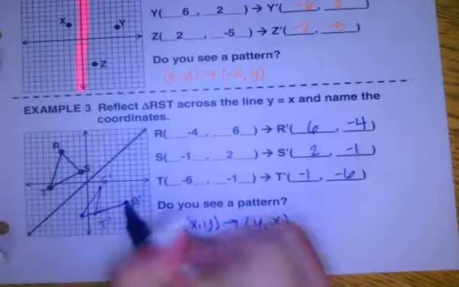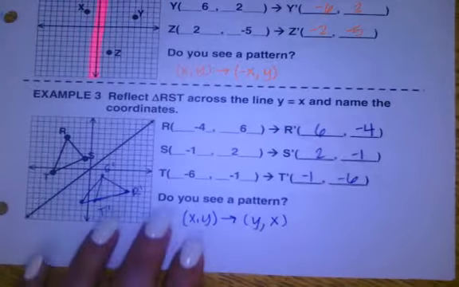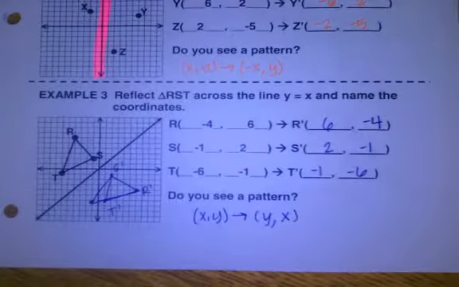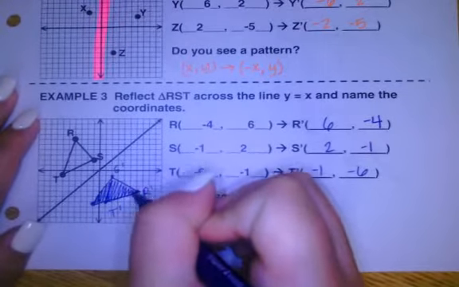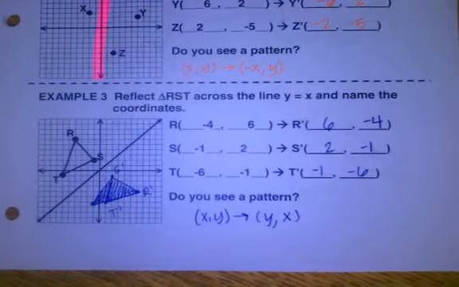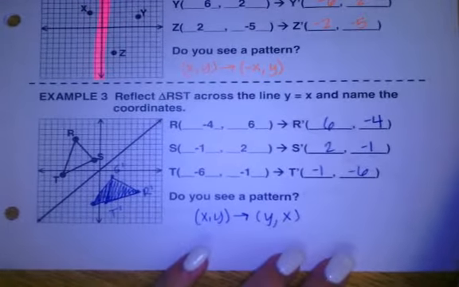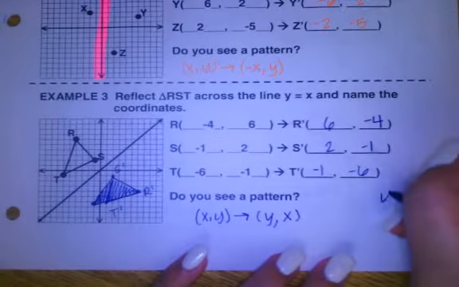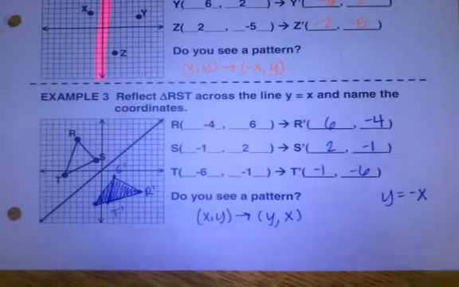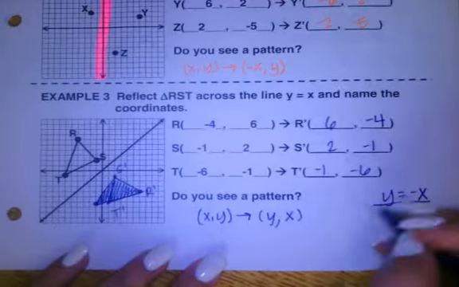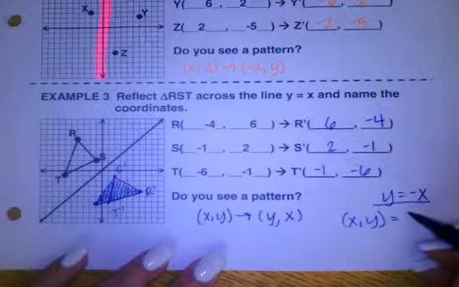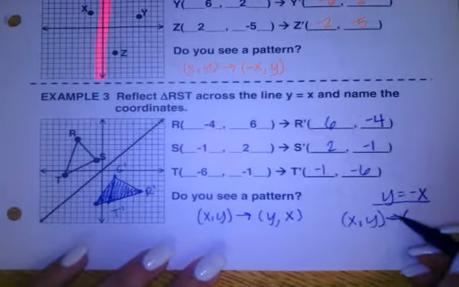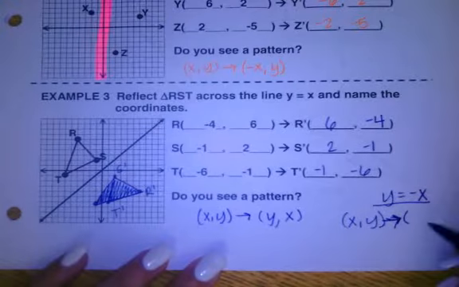So it should be a reflection over that line. Okay, what if my equation was y equals -x? What would my rule be? What does y equal? -x. I'm for sure putting -x in there.